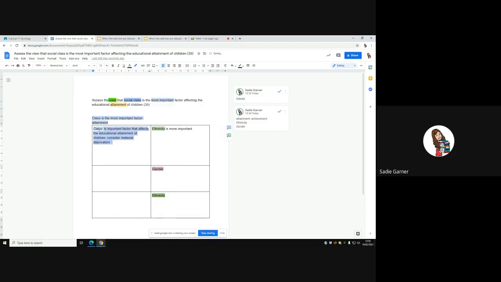Get rid of the colour. Oh, goodness. Try again. Class is absolutely an important factor that affects the educational attainment of children, particularly when we consider material deprivation. So I'm trying to address the question at the start. And then I'm going to include Smith and Noble.